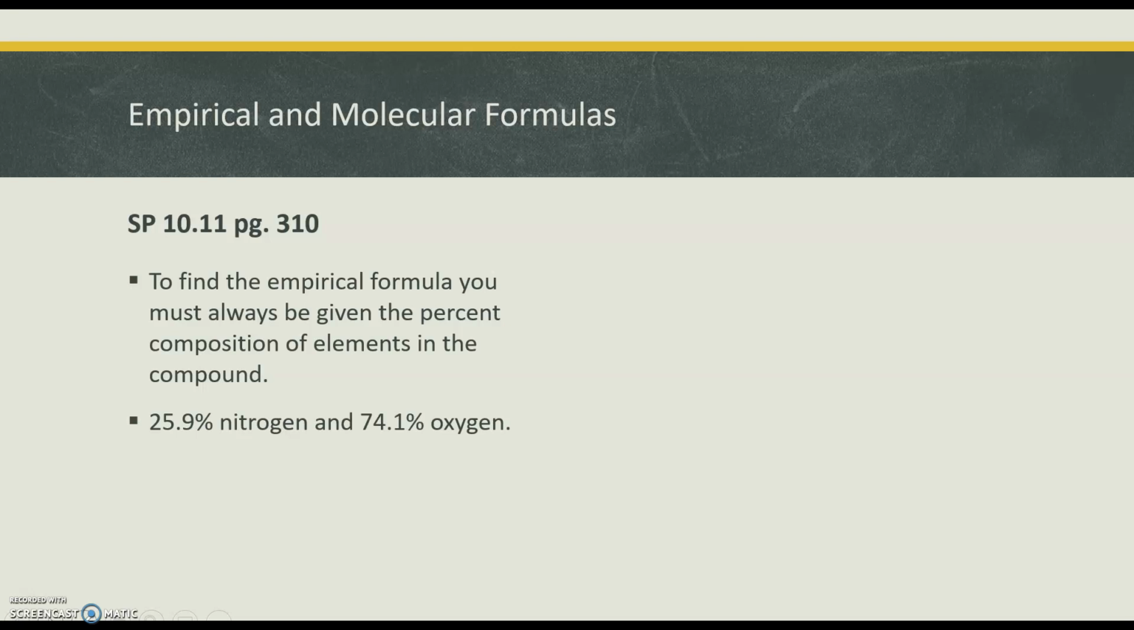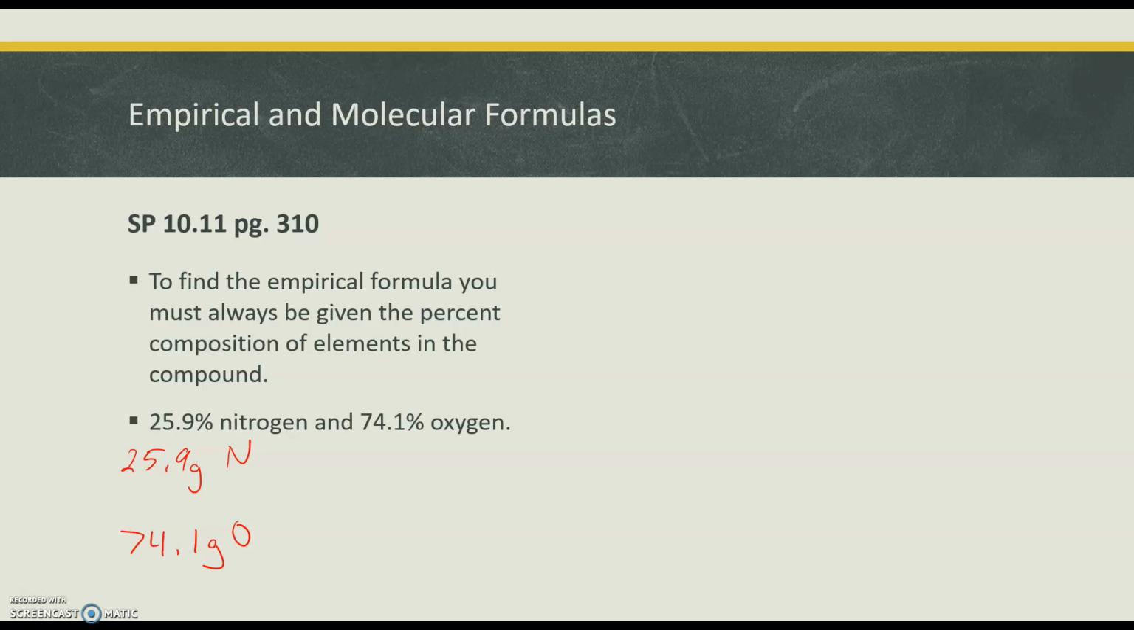The first thing we need to do is to convert our percentages to grams. Since percentages are taken out of 100, we can assume that out of 100 grams, 25.9 grams are going to be nitrogen and 74.1 grams are going to be oxygen. Since we have this in grams, we actually want to convert this to moles.